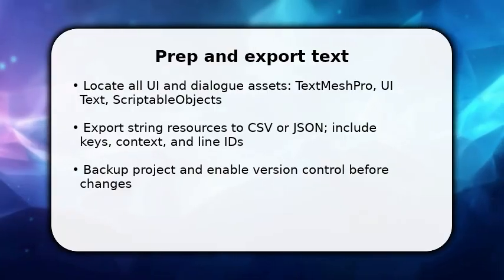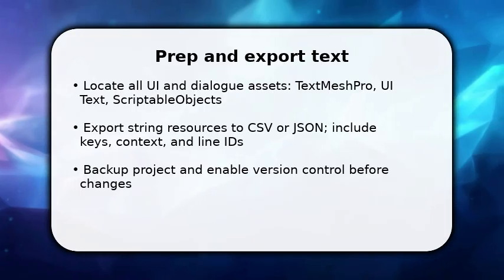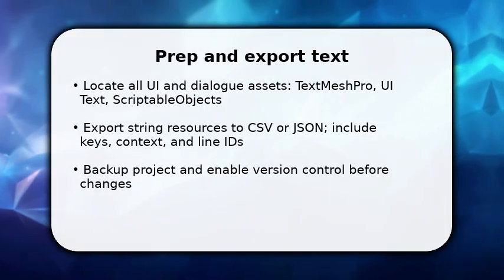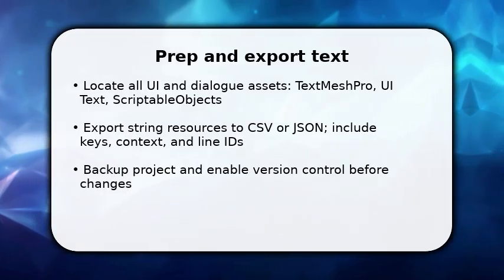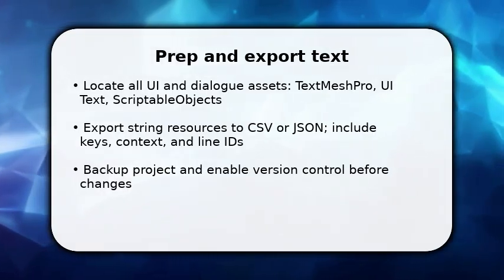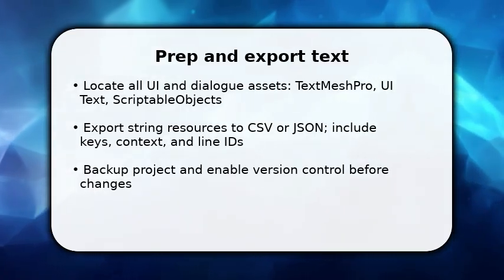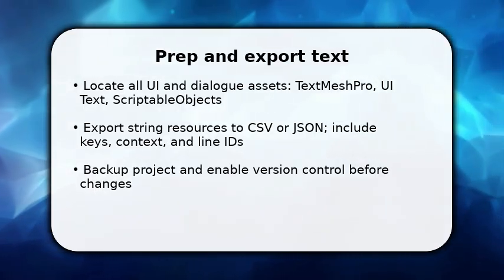You start by extracting text that needs translation. Open Unity, find Text Mesh Pro, UI text components, and any scriptable objects storing strings. Use an editor script or asset extractor to export keys, context, and original lines to CSV or JSON so translators see where each string appears.